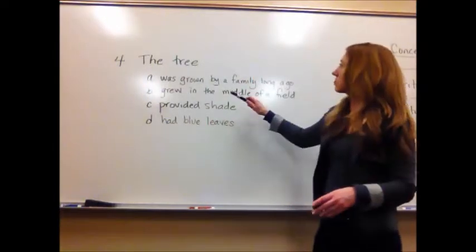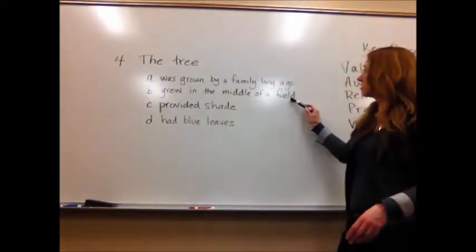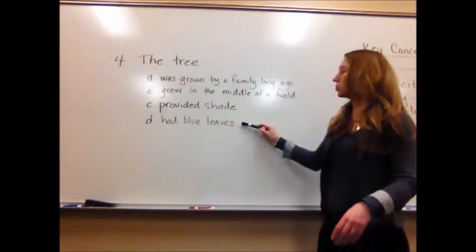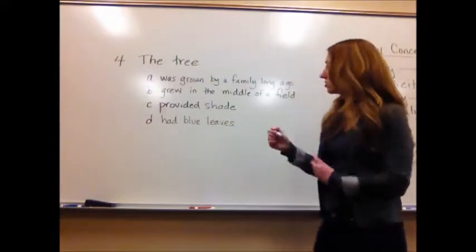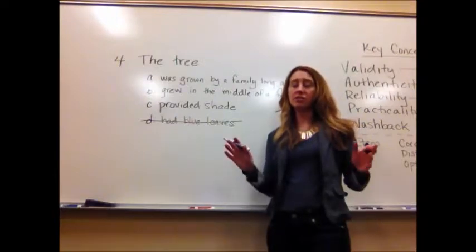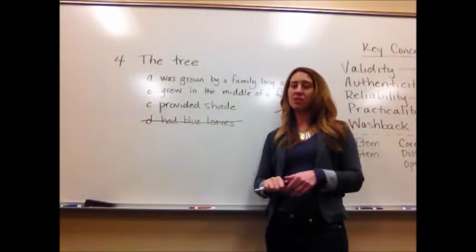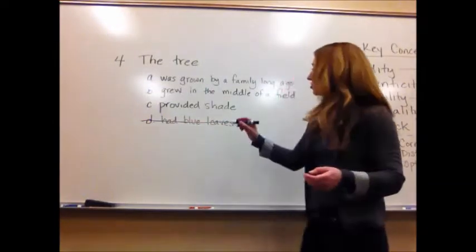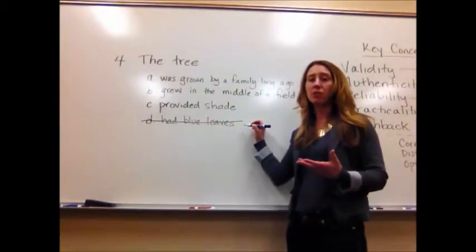So take a look at these options. The tree was grown by a family long ago. The tree grew in the middle of a field. The tree provided shade. The tree had blue leaves. Okay. Based on what you know about the real world, we can already rule this one out, right? Unless it's the world's craziest story, trees do not have blue leaves. They go to many different colors in the fall, but they don't come in blue. So you could actually eliminate that option just from what you know about the real world.